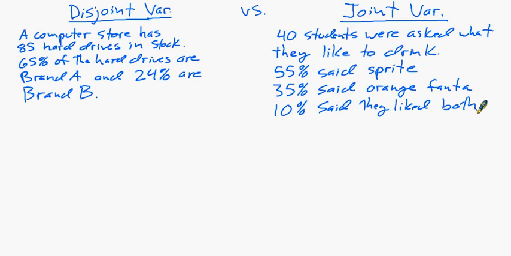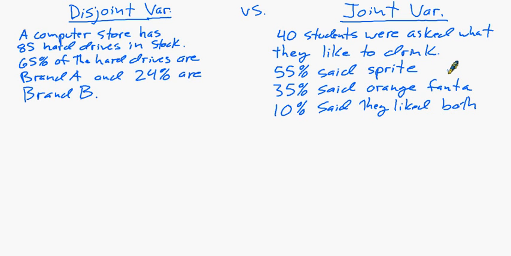Over here under the joint variable example, we have 40 students that were asked what they like to drink. 55% said they liked Sprite. 35% said they liked orange Fanta. And 10% said they liked both. The implication, of course, is that 45% said they only like Sprite.